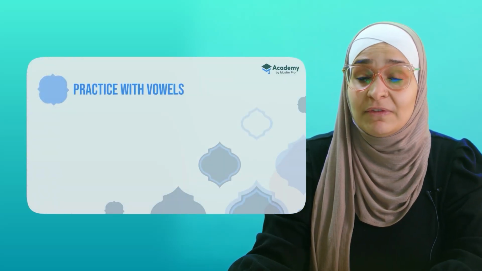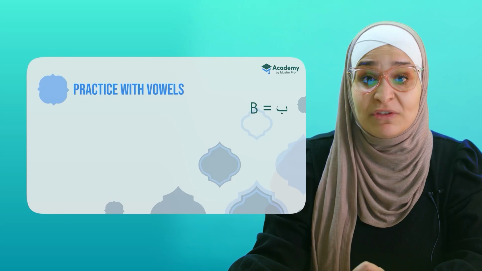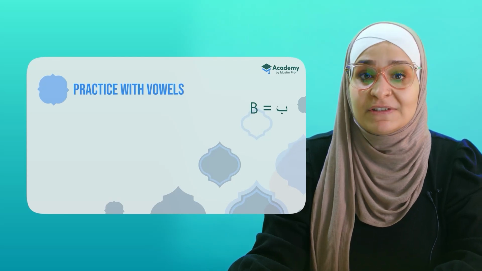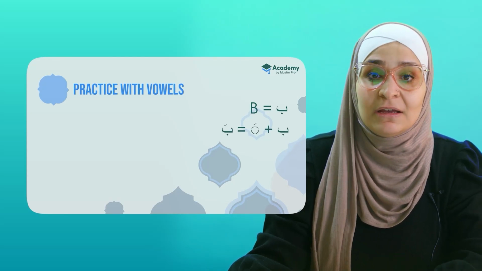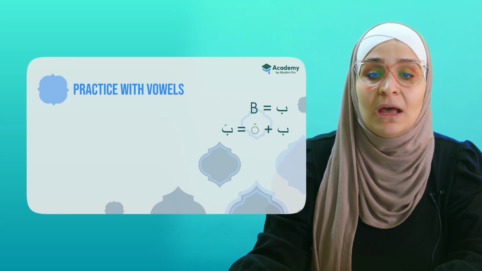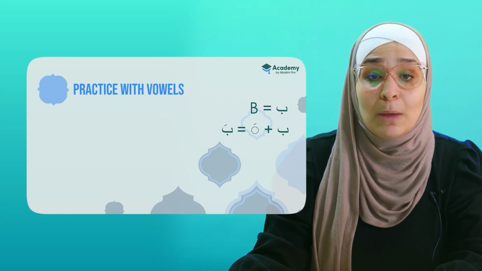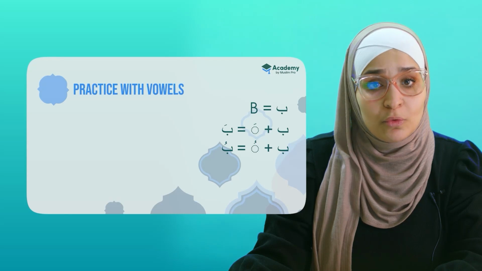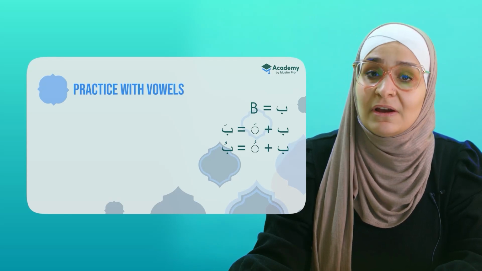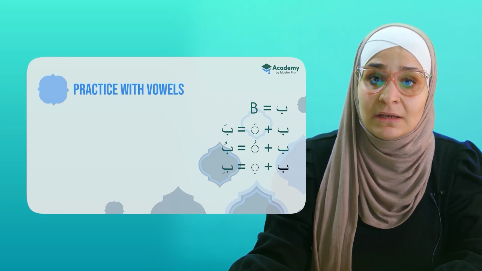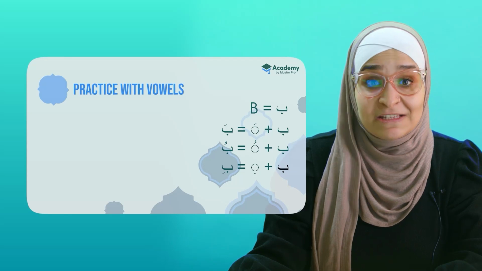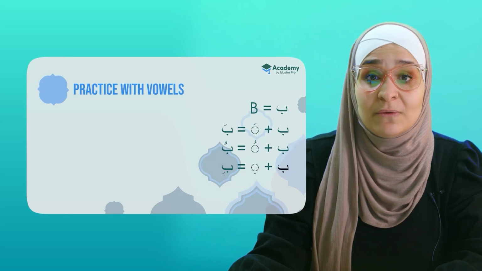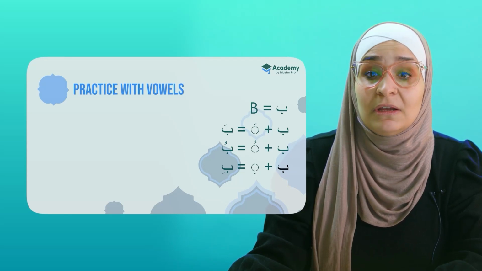So let's have some practice of the letter B with short and long vowels. First, ba with the Fathah is ba. Ba with a Dhammah is bu. Ba with a Kasrah is bi.